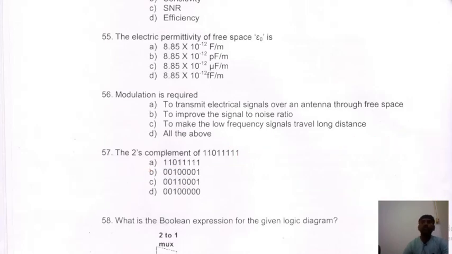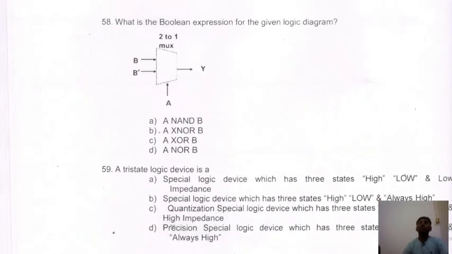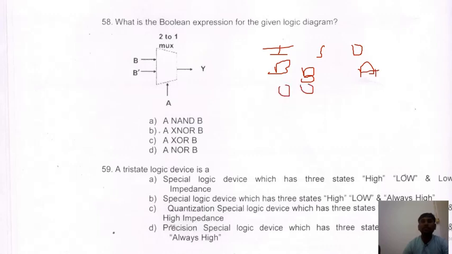So the next question is 58. What is the Boolean expression of this given logic diagram? As you know, this is a 2 to 1 mux. What is a mux? A mux has inputs and an output, and one select line. Suppose the inputs are B and B bar, and A is the select line. 0 0 0 1 1 0 1 1.